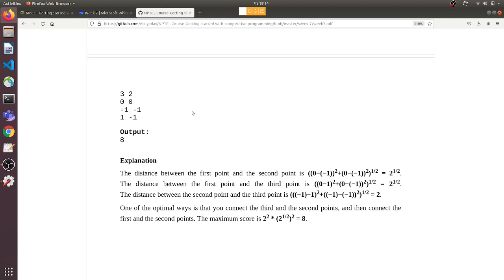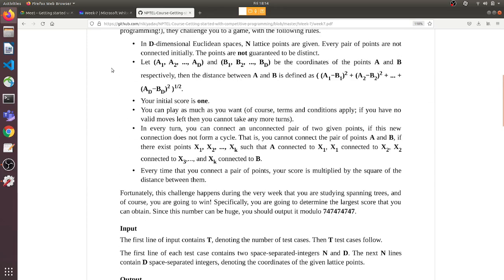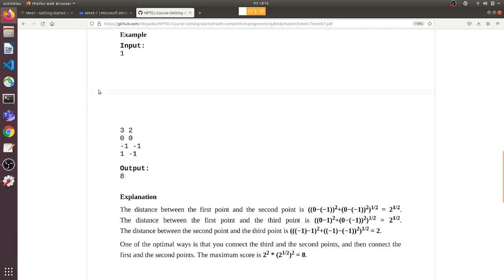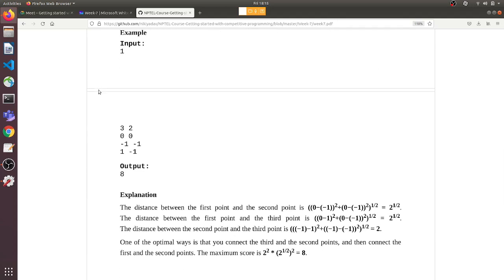So I hope the problem is clear. If not, then let me know. I thought that the example is very simple and that's why I'm not using the board to explain it. But if you want, then I can use the board.